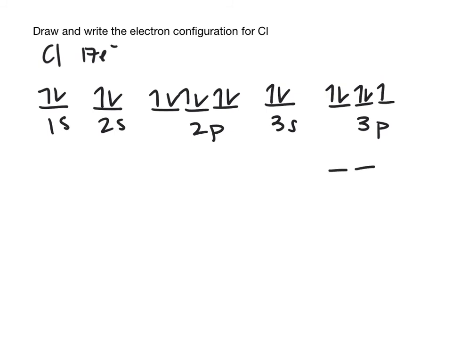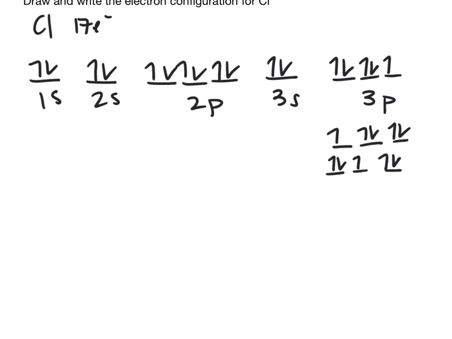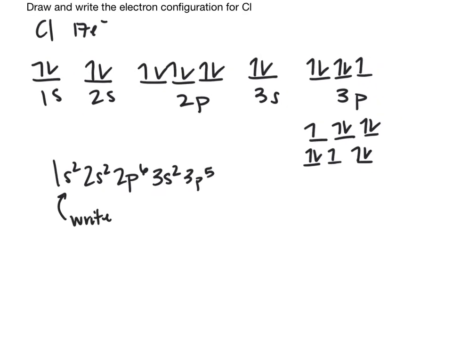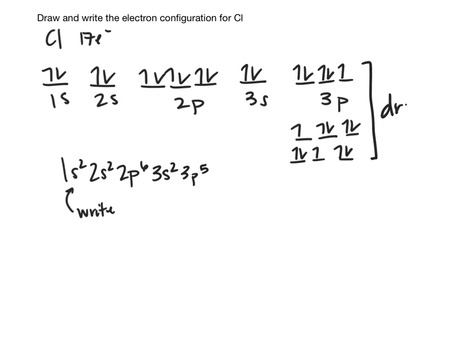Now, you could have also drawn your 3p to look like this, or like this. So there is nothing that says which one has to be empty. I tend to leave it last, but any of those are acceptable. So we could write that out as 1s2, 2s2, 2p6, 3s2, 3p5. So the writing, if I ask you to write it out, looks like this. So this is a write. And up here where we've drawn the arrows, this is the draw.